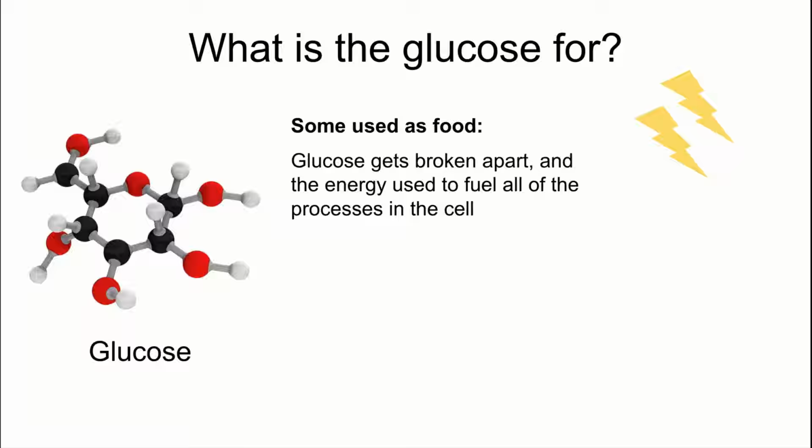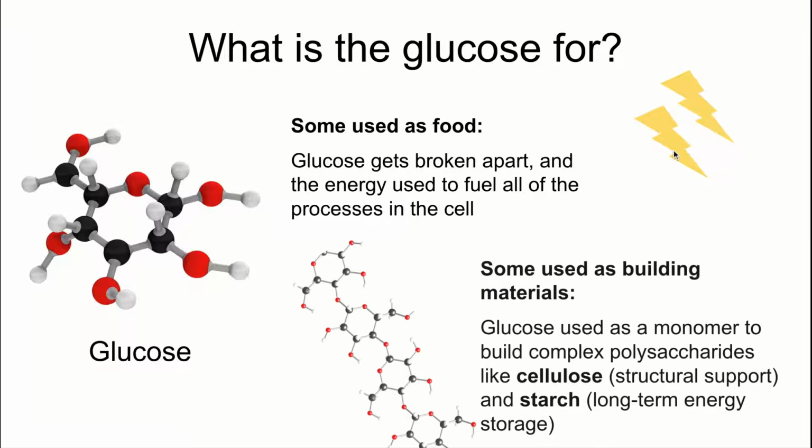Some of the glucose is not used as food, it's used as building materials. You learned this 2 weeks ago with biological molecules. Some of that glucose is used as a monomer to build complex polysaccharides like cellulose, which make the structures of the plant, and also starch, which is what plants use for long-term energy storage.